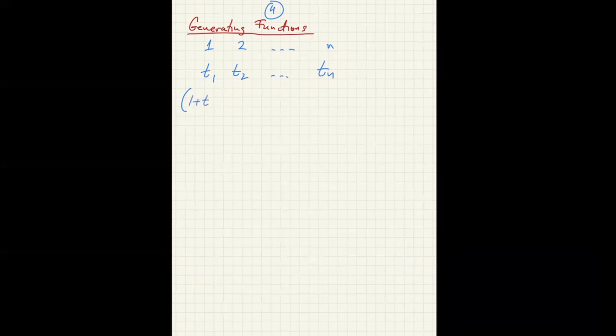So let's look at 1 plus t1 squared. This would correspond pretty much to the element 1 in some sense, then 1 plus t2 squared, and all the way to 1 plus tn squared. Now, this is a product of n formal power series, and you can evaluate it using the rules for the product. And what do you get in the result?